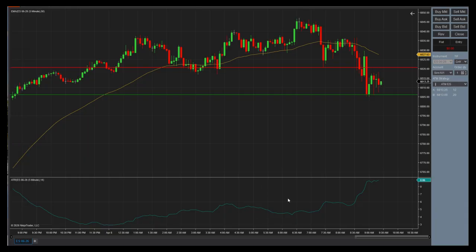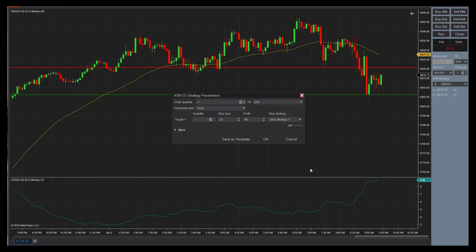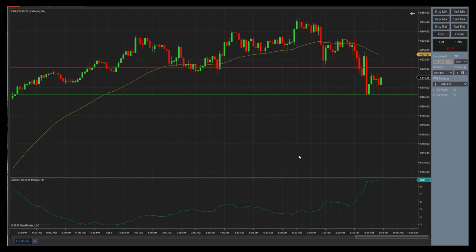Down below, I have the ATR, average true range, and I typically do my setup for my ATM from it. If we take a quick look here, it's stop loss 32, profits 48, roughly 50% more than the stop loss. The ATR is 8, so 4 times 8 is 32. My stop loss is 32 ticks, and 50% more would be 48. So that's how I set it up. I looked at the average true range to make it easy.